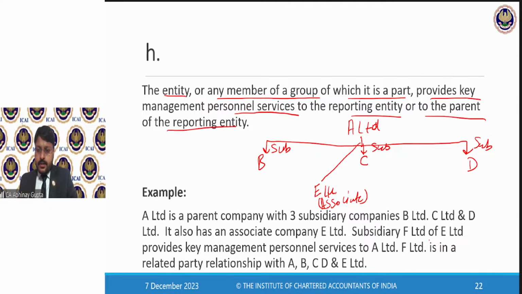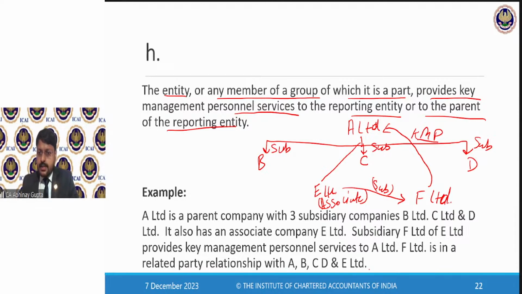Now, subsidiary F Limited of E Limited. So this associate has a subsidiary. F Limited of E Limited provides KMP services to A Limited. So this company is providing KMP personal services to A Limited. F Limited is in a related party relationship with A, B, C, D, and E.